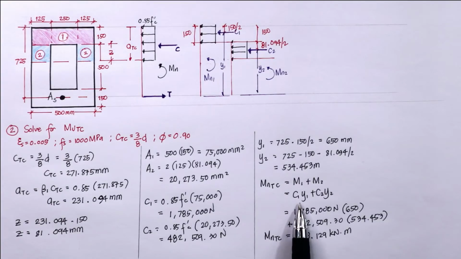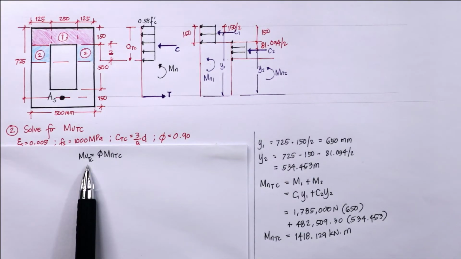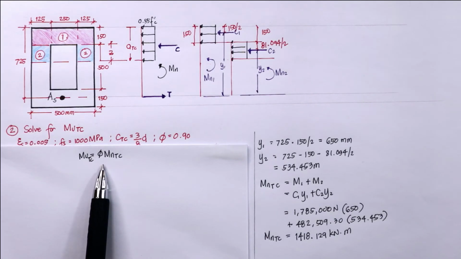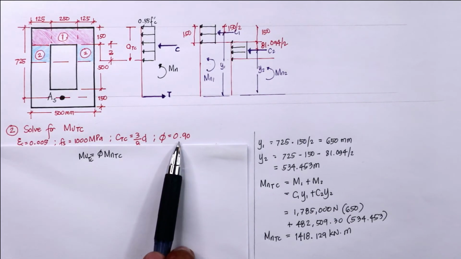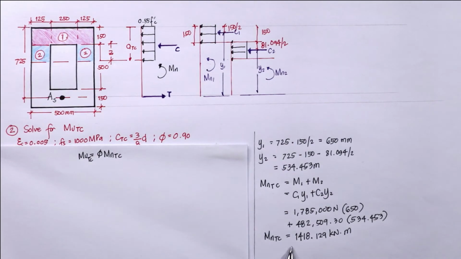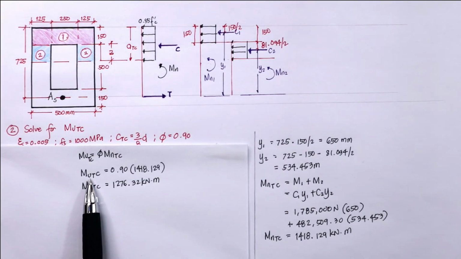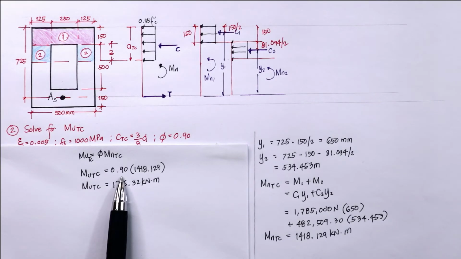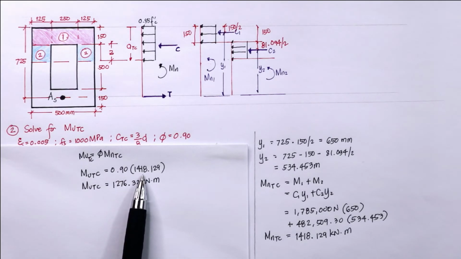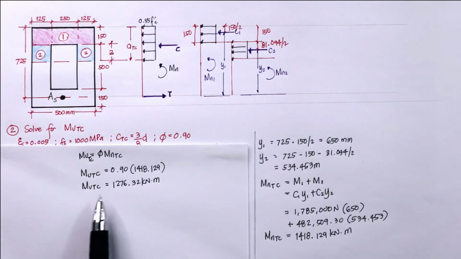By simply substituting the values of C1, Y1, C2, and Y2, ang makukuha nating value ng MNTC is equal to 1418.129 kN meter. Using this formula, MUTC is equal to reduction factor times MNTC. Meron na tayong value ng reduction factor, 0.9, at meron din tayong value ng MNTC. MUTC is equal to 0.90 reduction factor multiplied by 1418.129, the value of MNTC. Then, ang makukuha nating value ng MUTC is equal to 1276.32 kN meter.